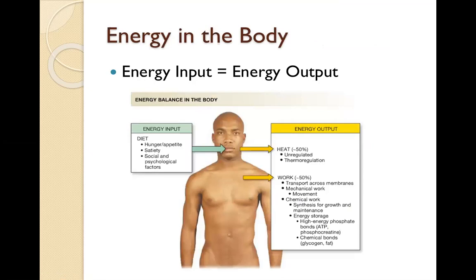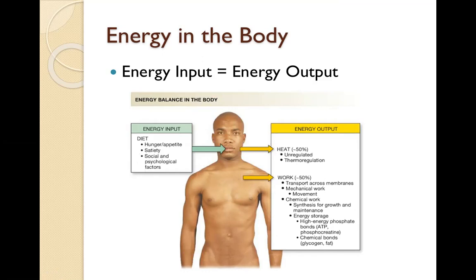Talk a little bit about energy in the body and energy balance in the body. In general, we want our energy input to equal our energy output. And our energy input is really coming from diet. And it has many, many factors. Your diet is dependent on how hungry you are, how big your appetite is, how much you can tell that you're hungry, how much you can tell that you're full, or that feeling of being satiated. Diet is also determined by psychological and social factors.